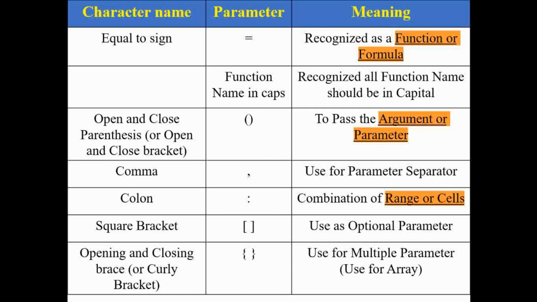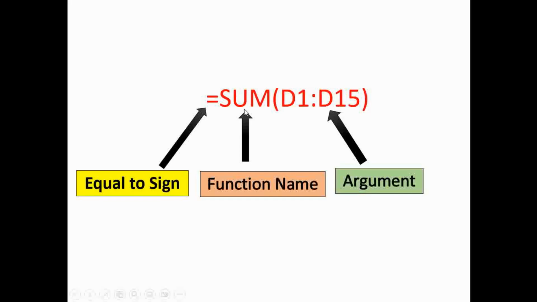The next component in a function is the comma. The meaning of the comma is that it is used as a parameter separator. Then the next one is the colon, which represents a combination of range or cells. If you observe this SUM function, we have to do the summation from cell D1 to cell D15. To mention that range, we generally use the colon symbol.